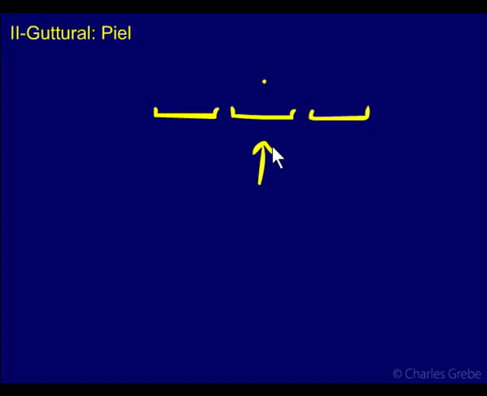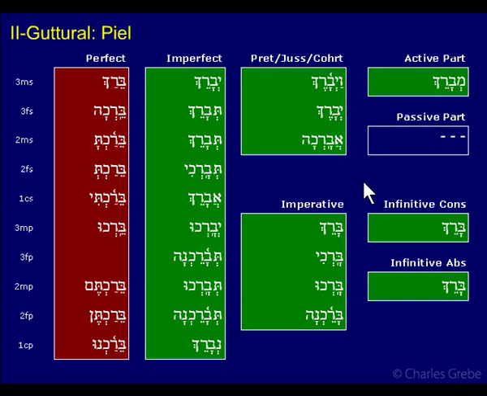We can't double a guttural or resh, so we're going to have problems, right? And what is one of the things that can happen? You can get, if you remember, compensatory lengthening on the previous vowel. So whatever vowel is here lengthens to compensate for the fact you can't double this. You can't double, therefore this lengthens. Well, in fact, that is what happens.